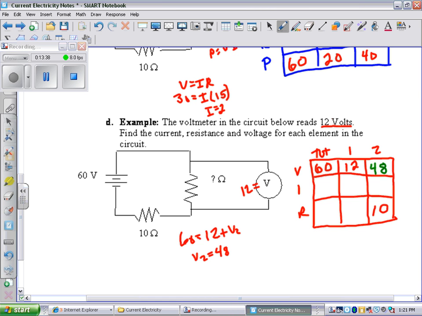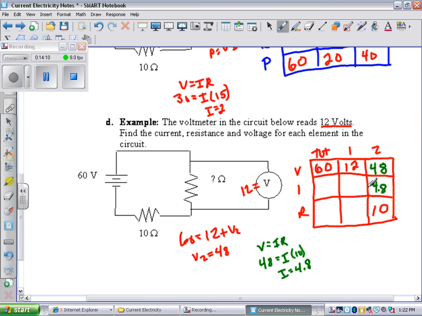All right, stop and think for a second. What are you going to do next? All right, see if you can figure it out. What I would do is, in this column for 2, I know V equals I times R. So V equals IR. 48 equals I times 10. So now I know my current I is going to be 4.8 amps. So I'm going to put 4.8 in there for my current.